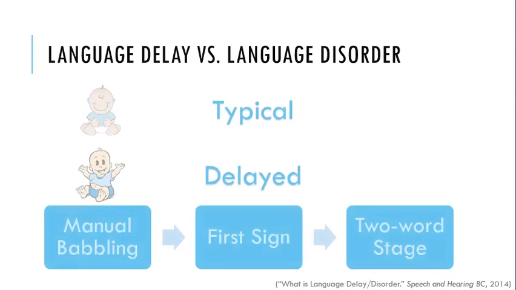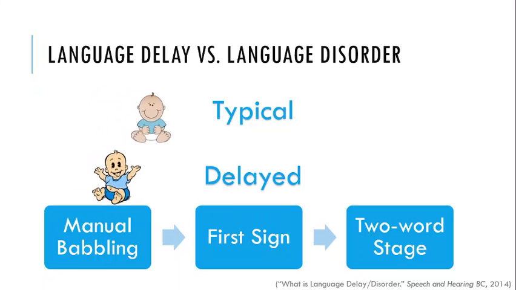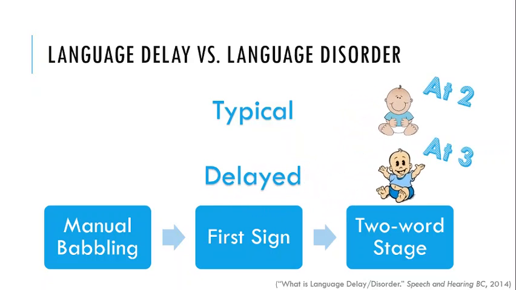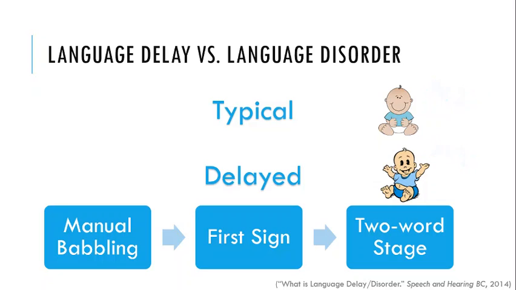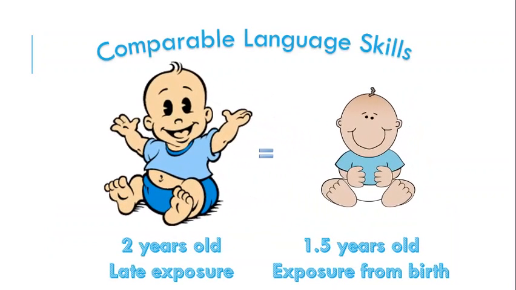First, we need to make a distinction between language delay and language disorder. A child's language may be considered delayed when the rate of acquisition is behind for the child's chronological age, that is, their age from birth. In the context of deaf children that primarily sign, this actually corresponds with the age of exposure to that sign language. So for a child exposed to sign language beginning at 6 months, who is now 2, we want to compare their language skills to that of a 1.5-year-old with no delay.